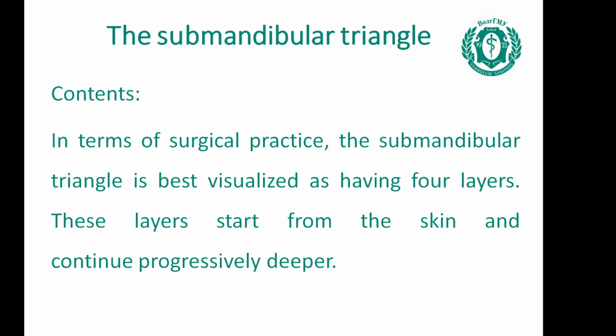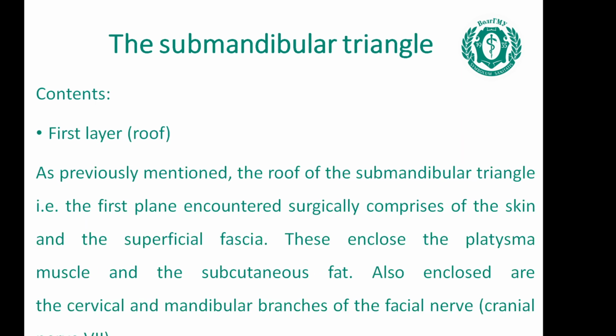Contents. In terms of surgical practice, the submandibular triangle is best visualized as having 4 layers. These layers start from the skin and continue progressively deeper. First layer, or the roof. As previously mentioned, the roof of the submandibular triangle, the first plane encountered surgically, comprises the skin and the superficial fascia. This includes the platysma muscle and the subcutaneous fat. Also enclosed are the cervical and mandibular branches of the facial nerve.